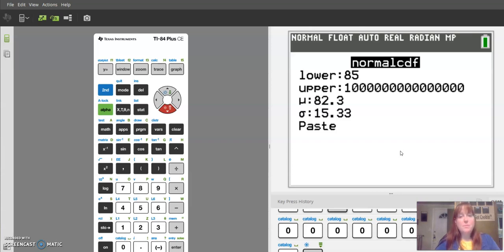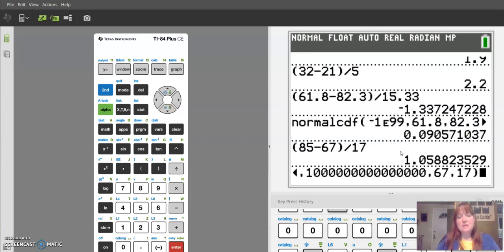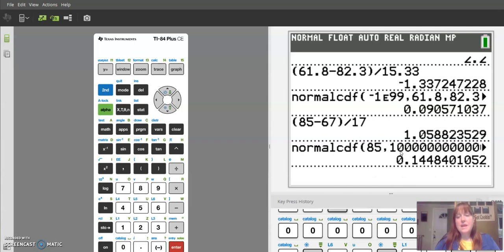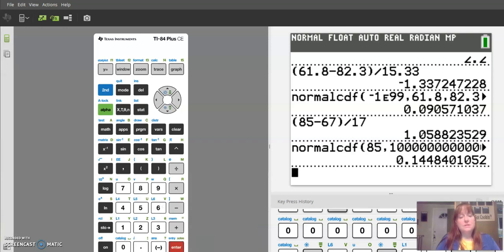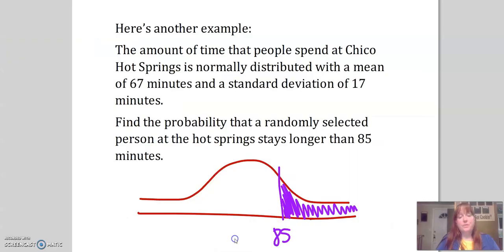And now remember mu, this little u, is our mean, and then our standard deviation of 17. Then we go down to paste. All right, and this tells us the area under the curve that we were looking for was 0.1448.